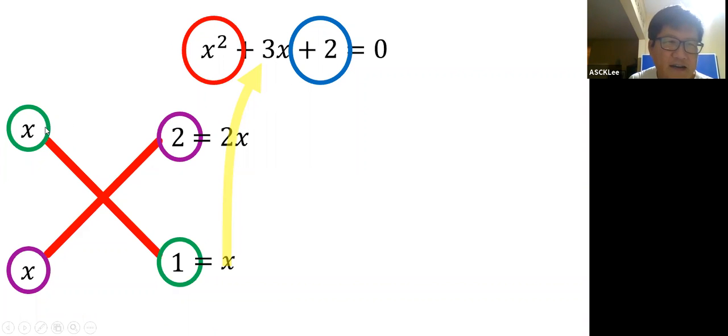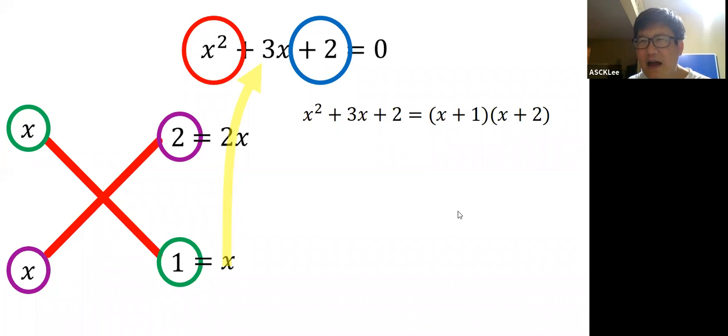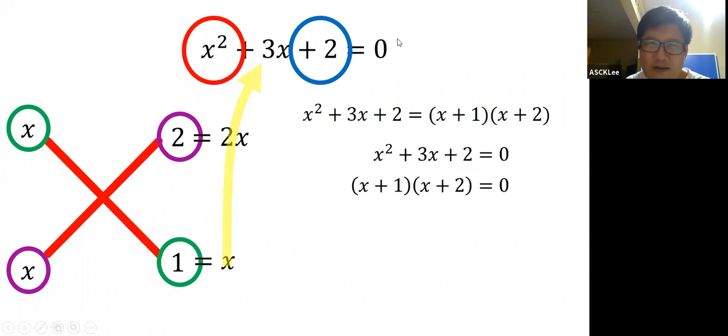What are our factors? Our factors are x plus 2 and x plus 1. So these are our factors. Remember, we always have to keep this in mind: the question is x squared plus 3x plus 2 equals 0. Now that we have our factors, we can replace this with our factors. What we have done is very simple. We have just taken this whole thing and replaced it with what we have found here.